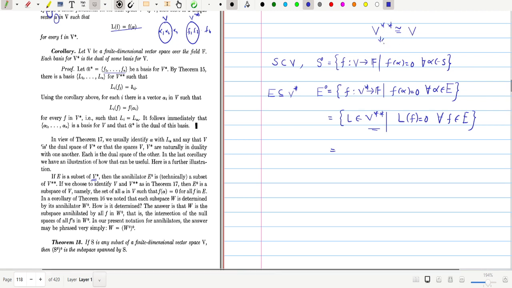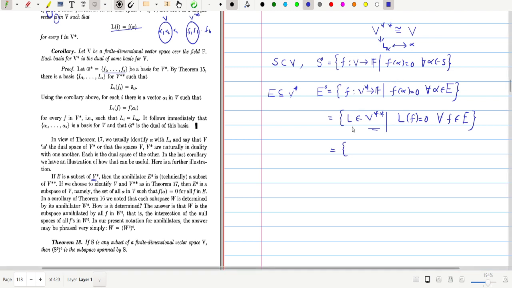So for each element in V double star, there is an element in V, say alpha, such that this alpha is mapped to L alpha, or alpha can be identified by the corresponding L. So corresponding to each L belongs to V double star, there exists alpha belongs to V such that L alpha of F equal to 0 for all F belongs to E. That means this is an identification of E naught, or E annihilator, as a subset of V. Technically this is a subset of V double star, but you can consider this E naught as a subset of V using this isomorphism.